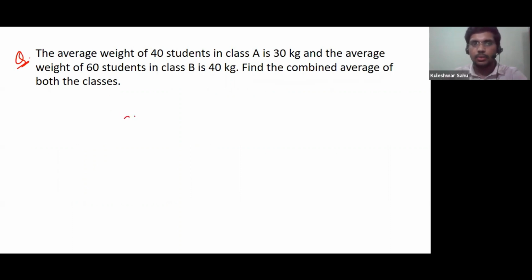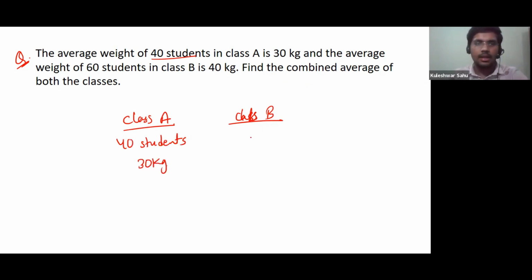Here also, we have two classes, class A and class B. In class A, we have 40 students, and the average weight of those 40 students is 30 kg. Similarly, class B has 60 students and the average weight of class B is 40 kg. Now here we have the average weight of both the classes as well as the total number of students. So we can easily find the combined average.